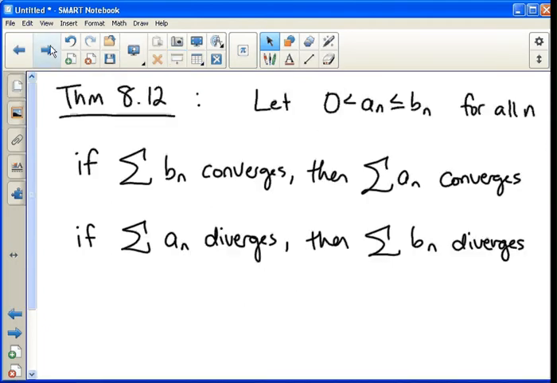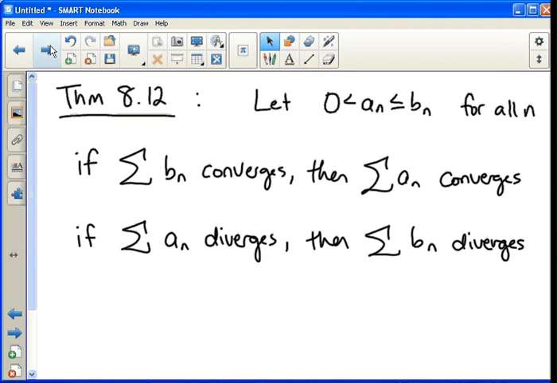So this is a theorem from our book. There's nothing special about that number. It's just the one in our book. And it says, let 0 be less than a_n be less than or equal to b_n for all n. What you need to take from that is a_n is the smaller sequence, b_n is the bigger sequence. In other words, a_n is always below or equal to b_n, and b_n is always above or equal to a_n. So a_n's the smaller one, b_n's the bigger one.